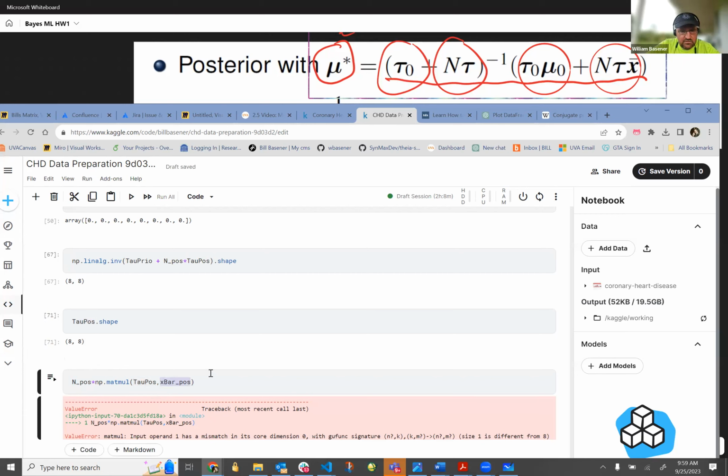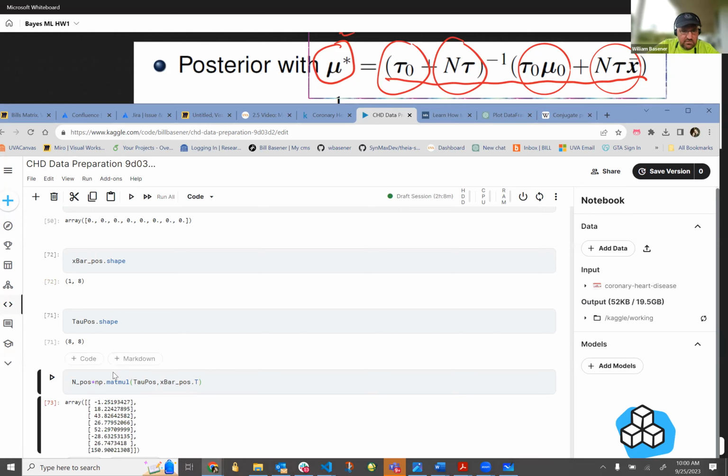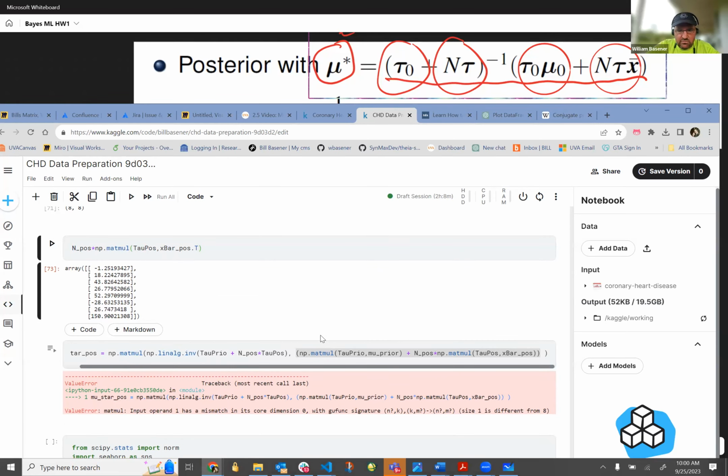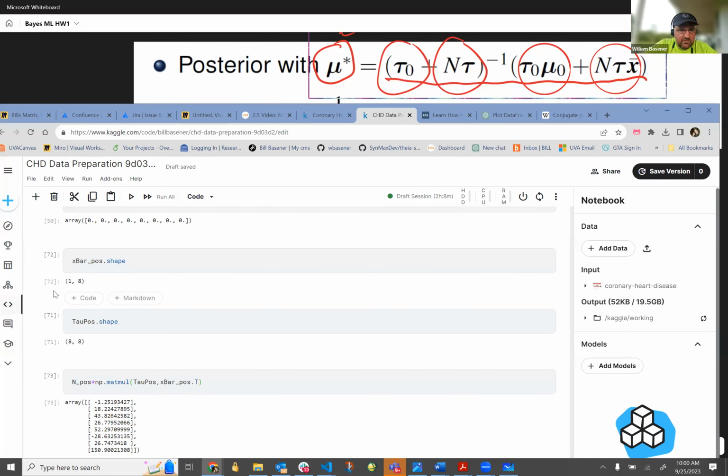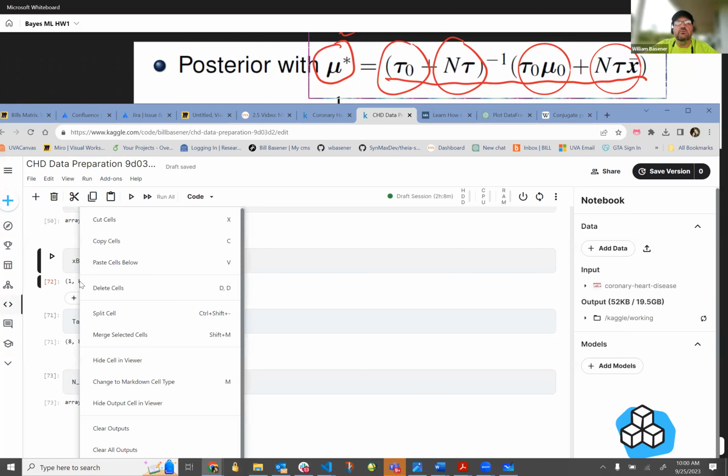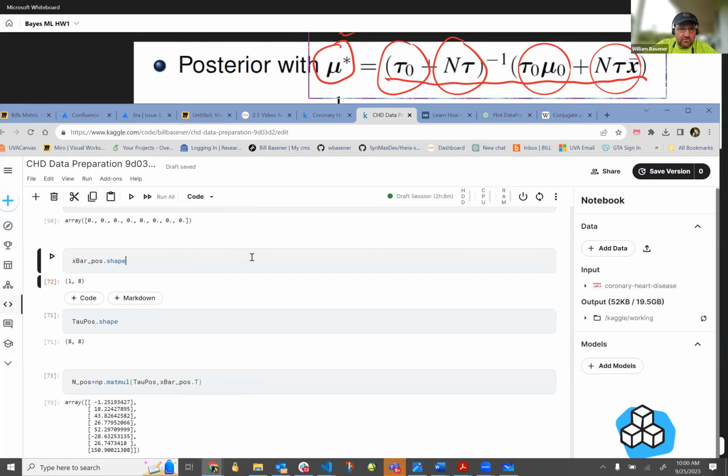And let's get, these are just kind of my scrapwork boxes. The X positive shape, it's 1 by 8. So it's saying I can't multiply that times that, right? So maybe I need to transpose this. And now I've got a correct answer. Okay, so I'm not sure if I'm going to need to transpose things again anywhere, but transposing the X bar positive gave me, right, this is 1 row by 8 columns.